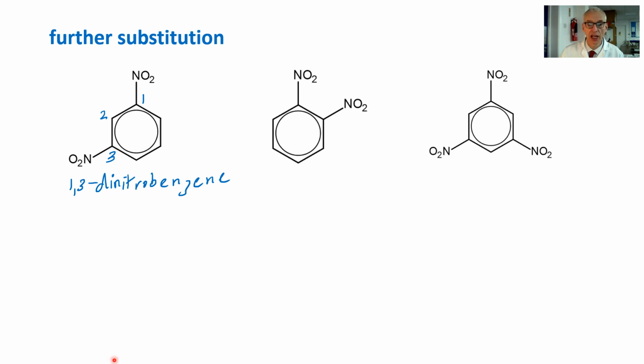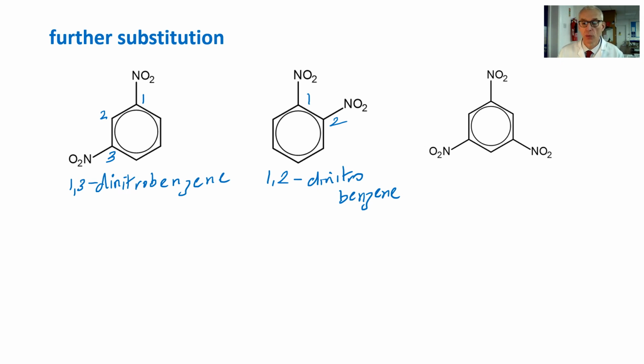Pause the lesson and name the 2 nitro aromatics that have been revealed. Okay, so what do we think these are? Well, this is going to be 1,2-dinitrobenzene. So the benzene derivative, carbon number 1, carbon number 2.